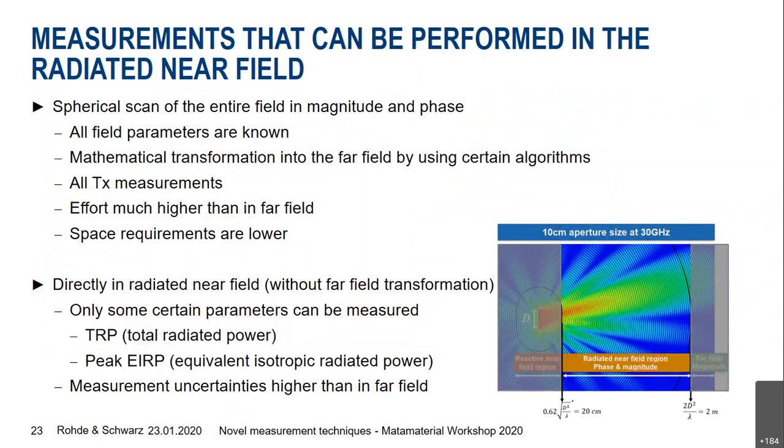So measurements that can be performed in the radiated near field. The spherical scan of the entire field in magnitude and phase needs to be done. So we really need to scan the entire near field to get a better extrapolation of what is the result. The mathematical transformations into the far field are available. Certain algorithms are available which will help us to do that. And all the TX measurements are possible in this case.